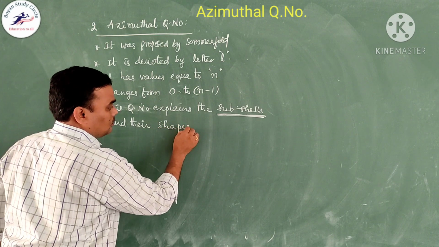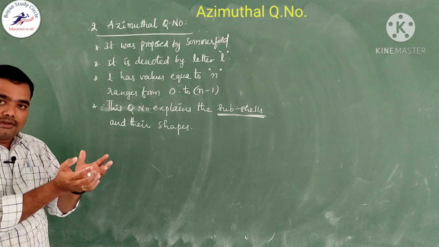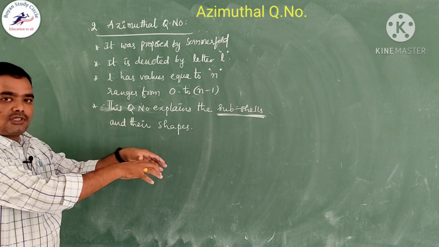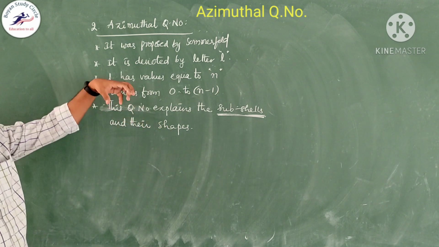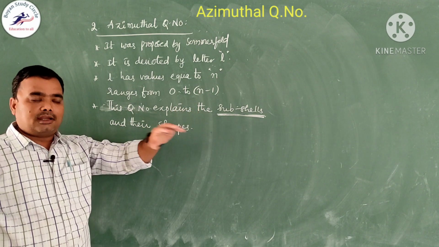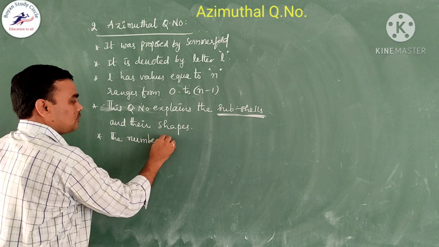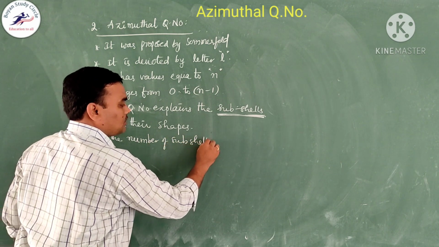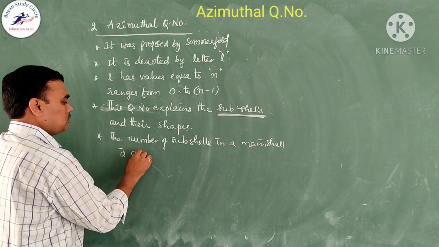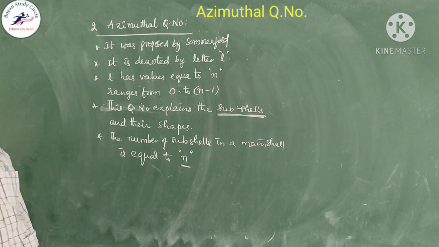and their shapes. Already in the principal quantum number we discussed the main shells, that means a main rod. Then entering into the main rod, there are some sub rods or side rods. In the same way, when you enter into the main shell, there are subshells. So, what are the subshells present inside the atom? For example, the number of subshells in a main shell is equal to n.